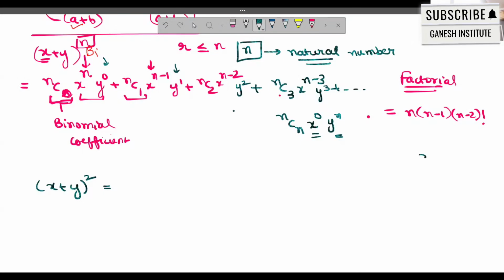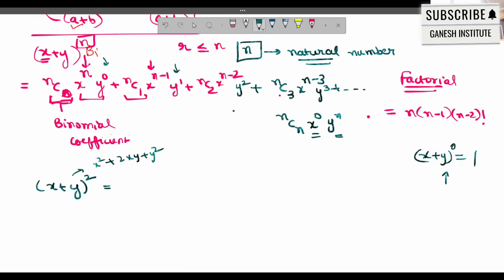Because if it is 0, then we know the value will be 1. It is starting from 1 then. Is it fine? Got it. Now it has to be x square plus 2xy plus y square. Let's see whether this formula is giving me this or not.